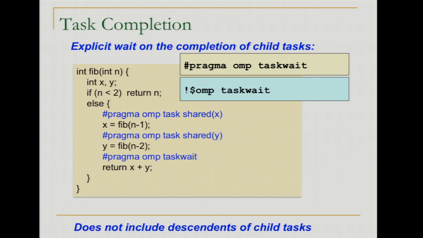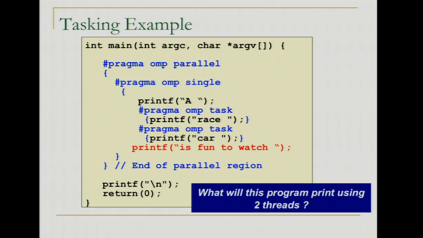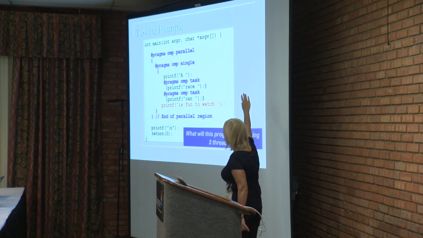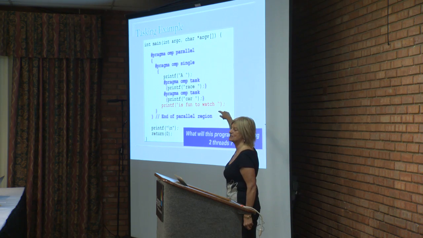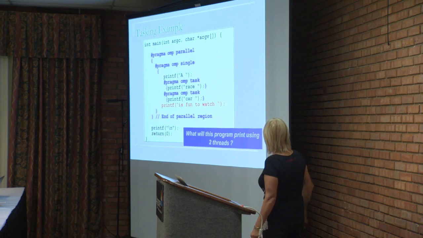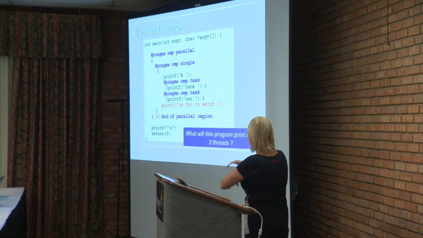Okay, all right, so this is perhaps a little silly, but here's a quick example of the possible consequences. Very simple, very typical though: we've got a parallel region and we've got a single construct creating tasks. One of the common ways this would happen would be to have one thread generating a bunch of tasks. So in the single, it's printing something. I apologize for the silliness of this a little bit, but it's creating a task that's going to print out "race", and another one that's going to print out "car", and it's also then printing out "is fun to watch".